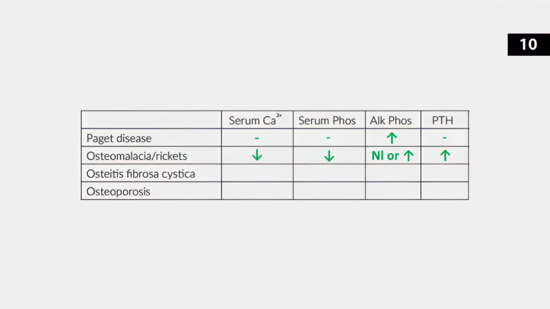And then alkaline phosphatase will either be normal or mildly elevated. In osteitis fibrosa cystica, that's due to elevated PTH, which leads to an increase in serum calcium and low phosphates. And then the increased bone turnover will increase the alkaline phosphatase. And then for osteoporosis, there will be no abnormalities with any of the lab values.